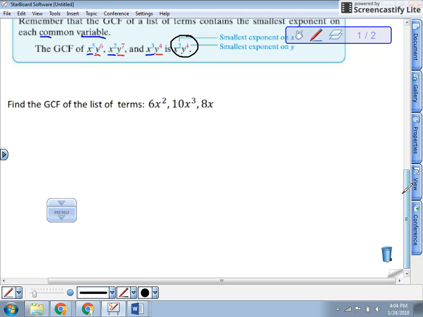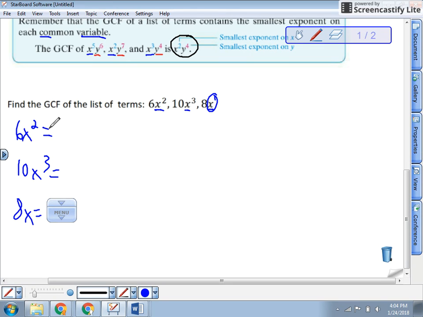Now the problems are going to get slightly more complicated, where you've got a list of exponents and variables and coefficients, or numbers, like in this example. So when we look at this example, I think the first thing we notice is they all have an x, and what's the smallest exponent? Well, this 1 here. So we know that our GCF is going to have an x in it. So when I list these out, 6x squared, 10x cubed, and 8x, I know in all of them it's going to be something times x.